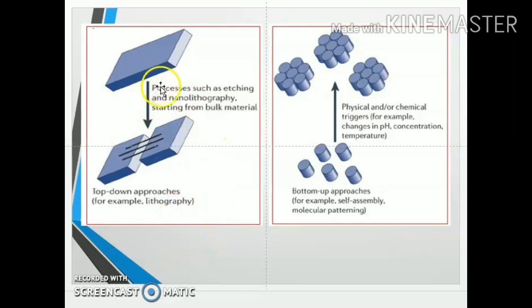In the top-down approach we use different processes such as etching and nanolithography. We start from bulk material and go to the nanoscale, as shown in the left-hand side of the figure. Whereas in the bottom-up approach we start from the atoms and molecules of different organic or inorganic substances, and we use physical or chemical triggers to bring them together to form a cluster and finally to make a nanoparticle.